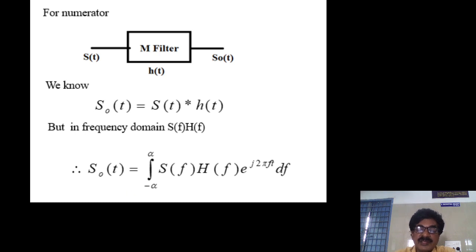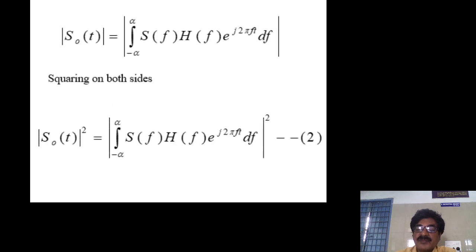As per the numerator, we need the magnitude of this value, and the square of it. So apply magnitude on both sides: |S0(t)| equals the magnitude of the integral from minus infinity to infinity of S(f) H(f) e^(j2πft) df. Now squaring on both sides gives the numerator part, and let us assume this as equation 2.